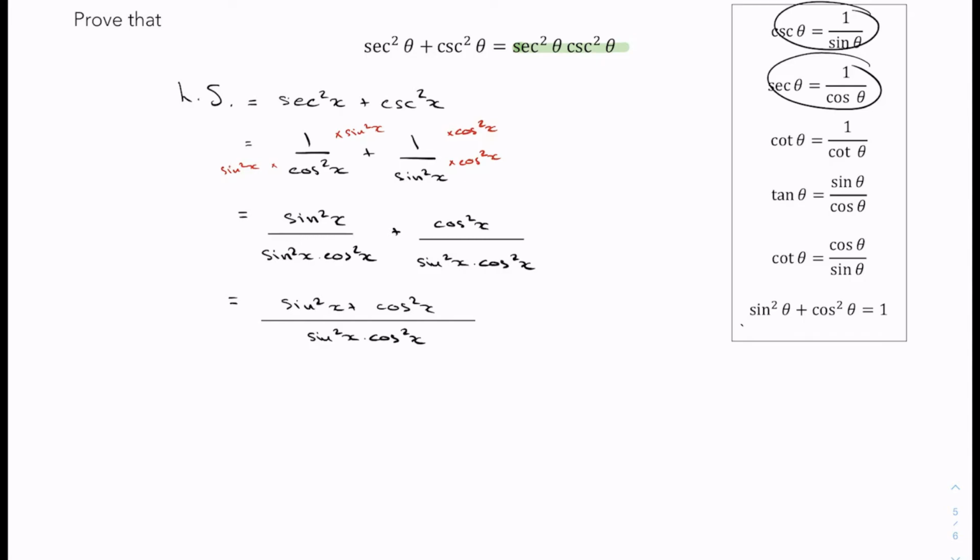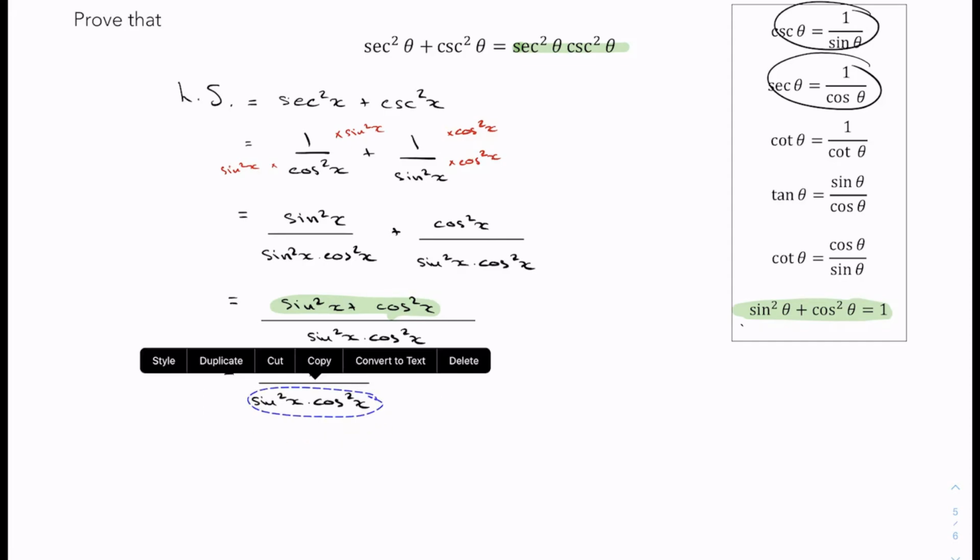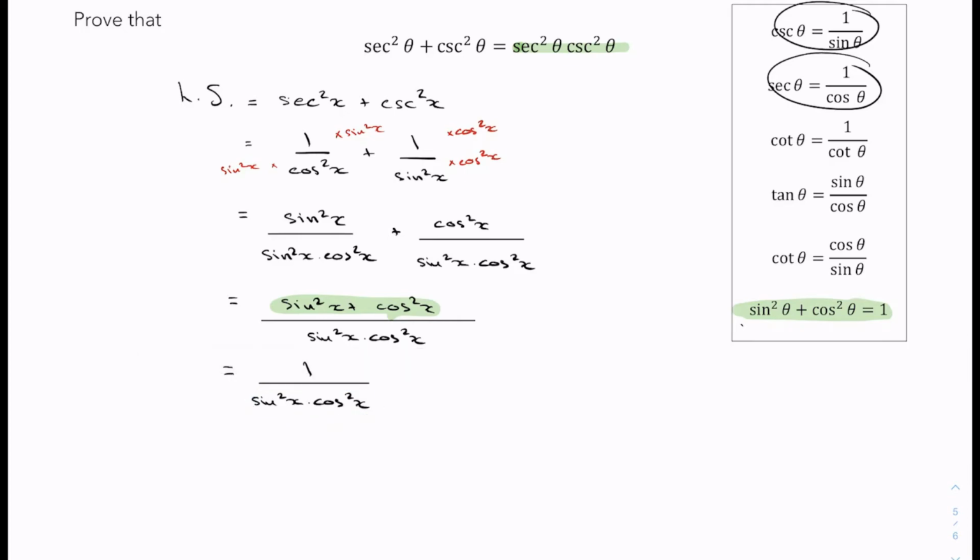I'm going to have to use this identity first. Okay, this is the Pythagorean identity. If you haven't noticed already, my numerator up here is also equal to 1. So I'm going to write equals 1 over, and I can paste this denominator again, which is equal to, if I separate this, 1 over sine squared x times 1 over cos squared x.